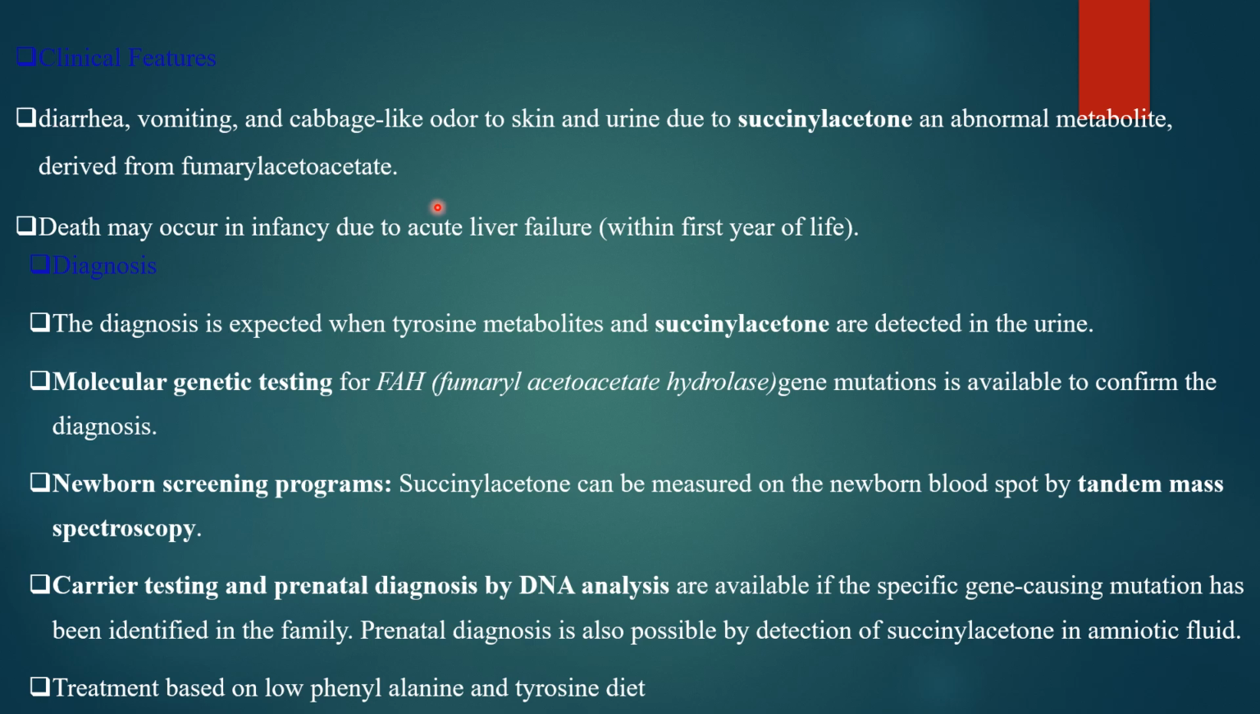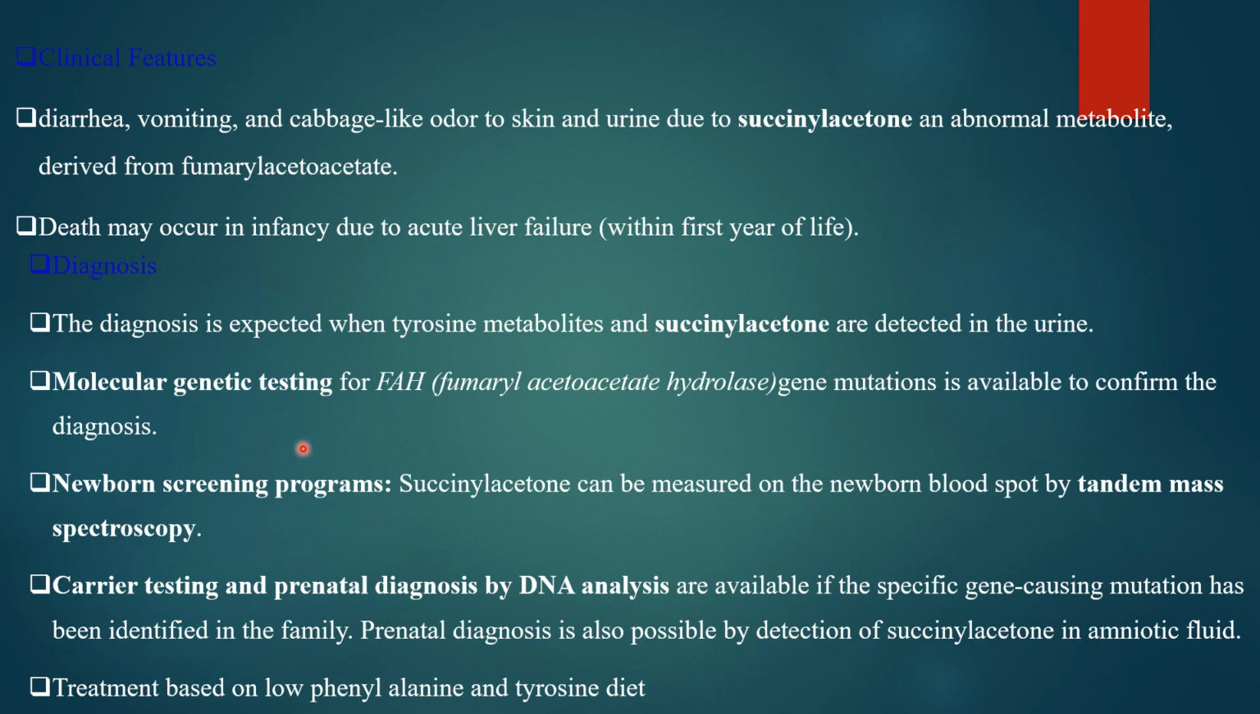The clinical features associated are diarrhea, vomiting, and a cabbage-like odor to the skin and urine, which is due to succinylacetone. It is an abnormal metabolite which is produced via fumarylacetoacetate. So death may occur in infancy due to acute liver failure. Diagnosis can be done via detecting these tyrosine metabolites and succinylacetone in urine.